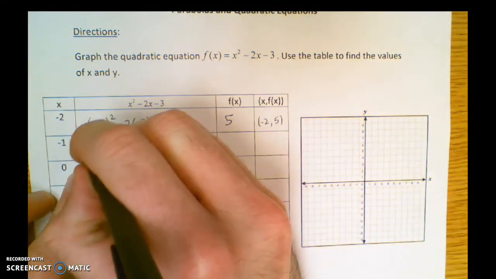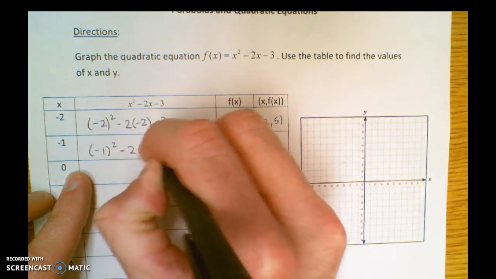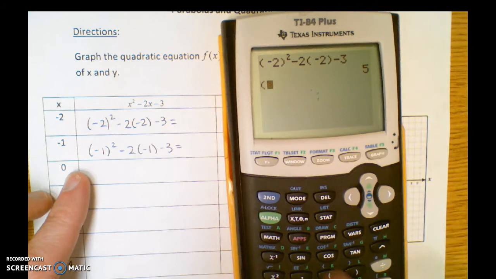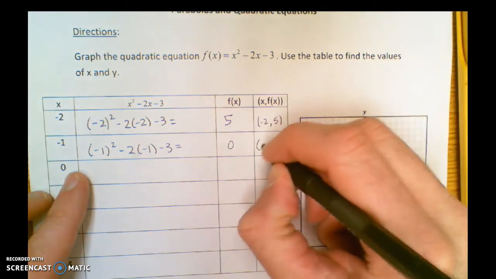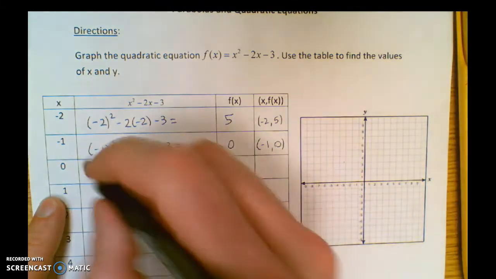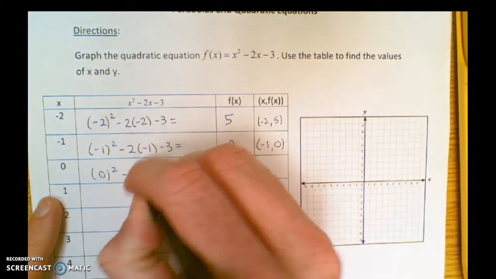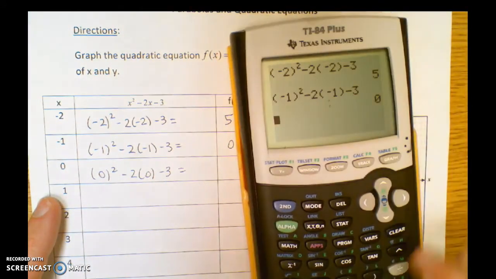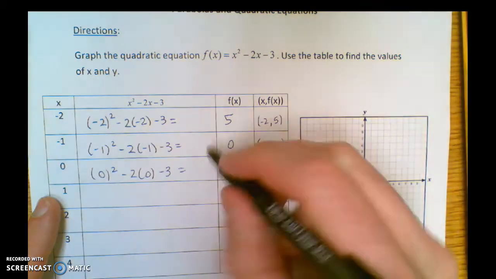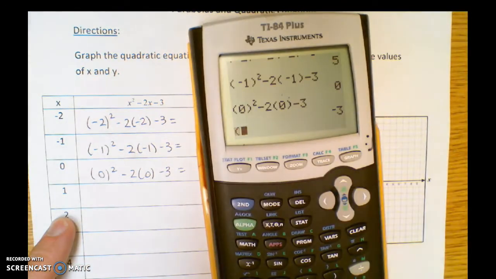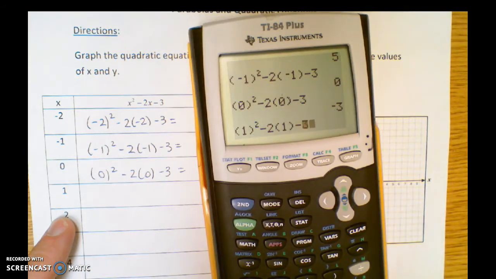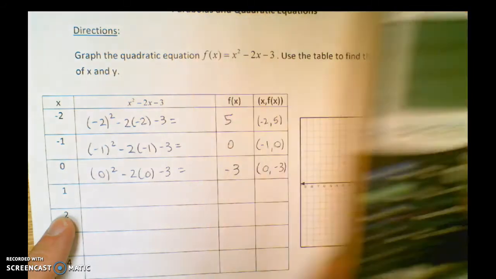Alright, let's keep going. Plugging in -1 now instead of -2 for all of the x's. Same process. And I get 0. So my coordinate would be -1 comma 0. Plugging in 0, out comes -3. So it's 0 comma -3. Plugging in 1, -4 comes out.